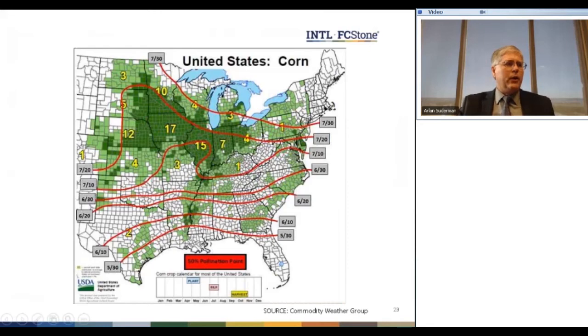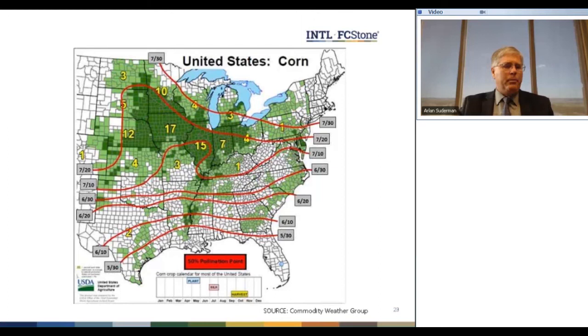Now, if we look at pollination, this is showing from Commodity Weather Group where they forecast based on heating degree days to this point and heating degree days forecast in the weeks ahead. In the south, we're going to be ahead of normal probably because we've had enough warmth, a little less so in the Midwest, obviously. But basically what this shows is this is the zone which covers the bulk, the core of the Midwest, where we should reach the 50% pollinated level between July 10 and July 20. So here over the next week or two, the 30-day outlook is going to start looking into that time period. Right now, it's still looking favorable.